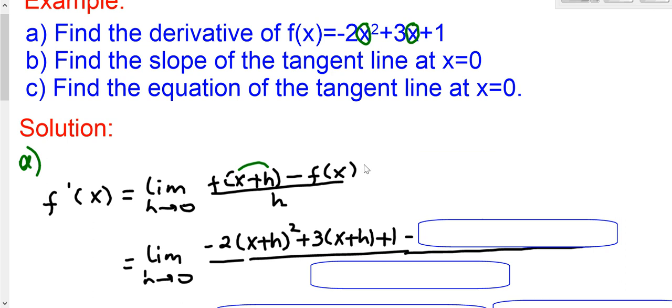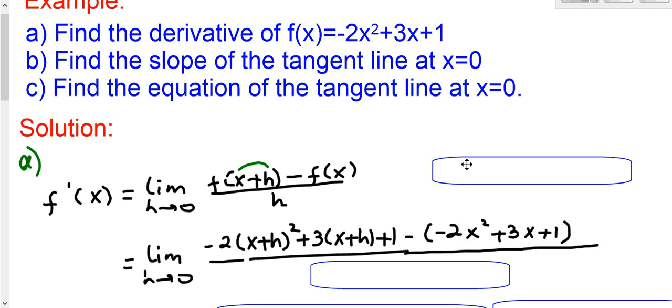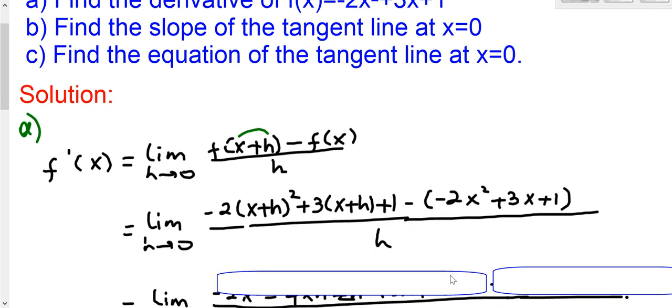Minus, now subtract the function as it is. But in this situation, if there's a minus in the middle, I always recommend to put a parenthesis after it because the minus will get to be distributed all around. So minus, in parenthesis, you copy the function exactly as you see it above, all over h. And in the next step, I'm going to distribute the negative sign, and I'm going to distribute the binomial and all the coefficients in front of it.